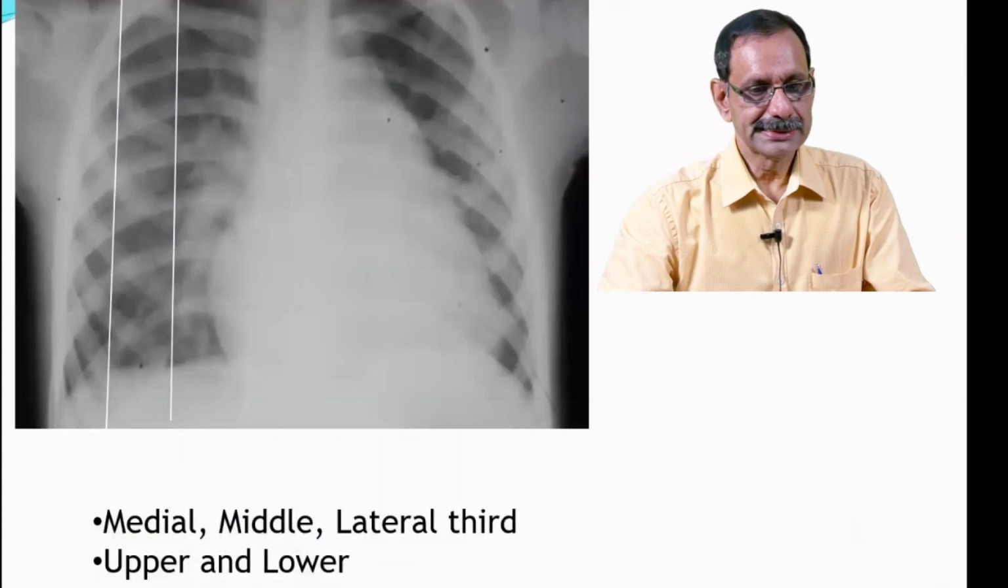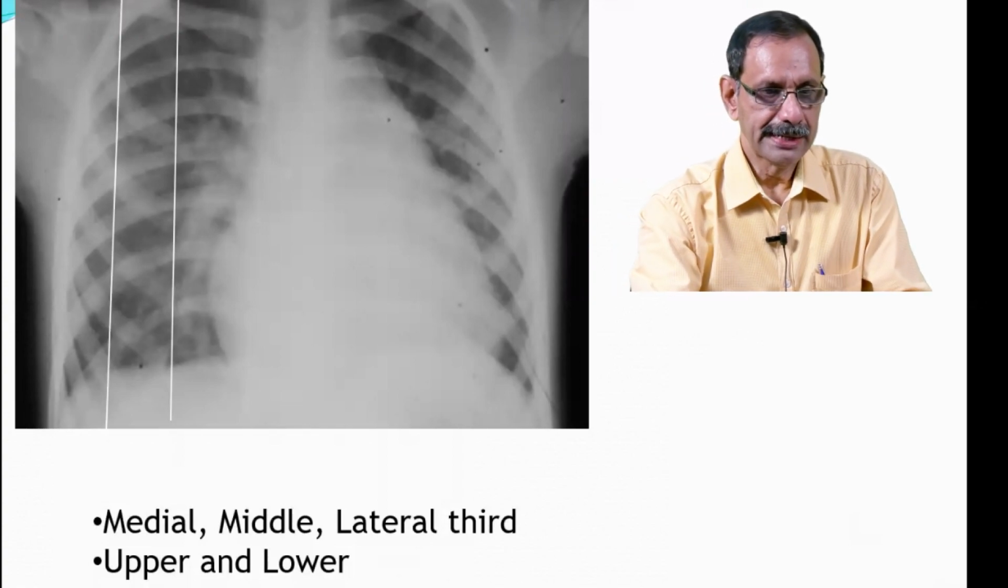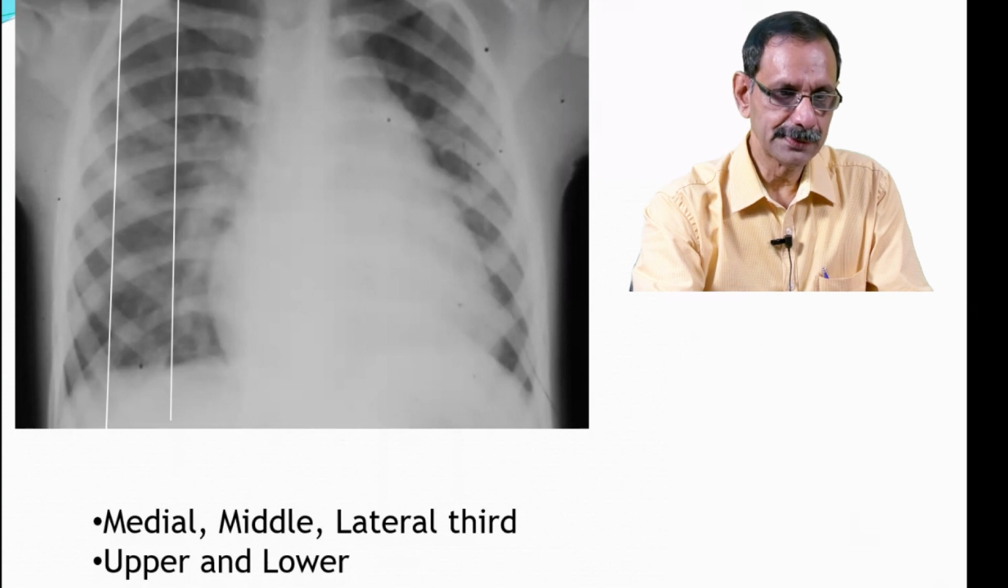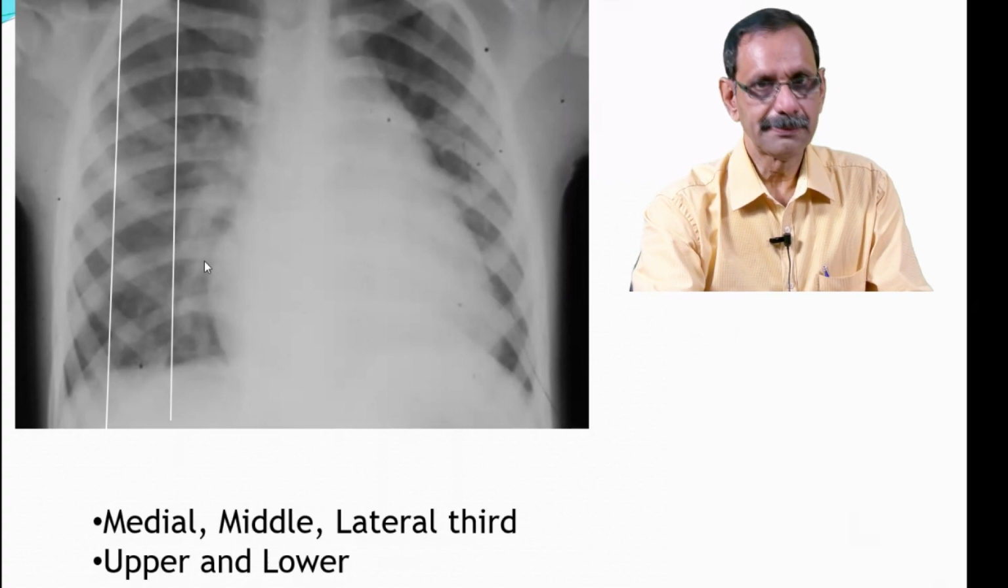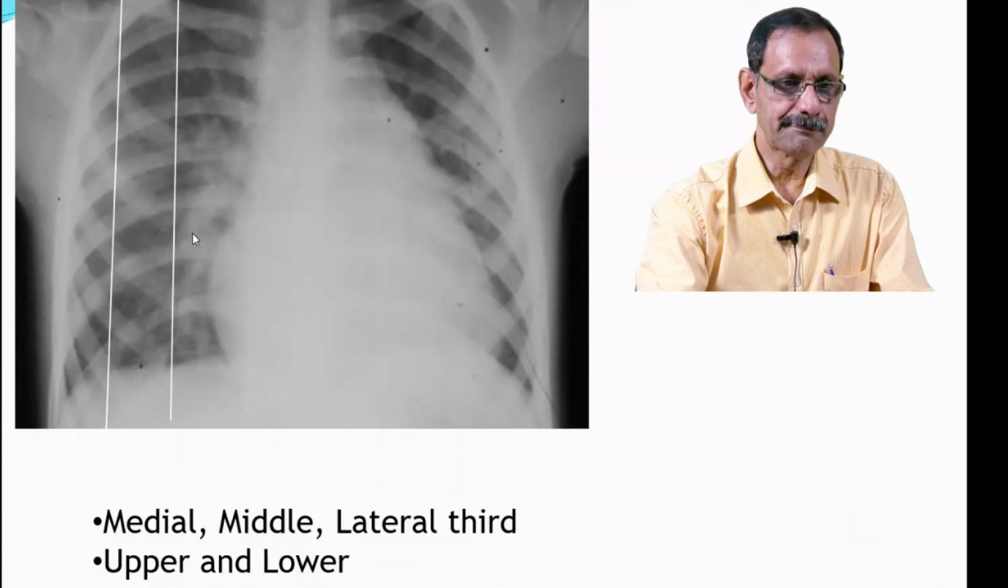Now to assess the pulmonary vascularity, we have to divide the lung into three parts, the medial third, the middle third, and the lateral third. Normally the big vessels are in the medial third, and some vessels will be seen here, and the significance of the lateral third we will come to. Generally this is devoid of much vessels. Then the upper and lower zone. This is the upper zone, this is the lower zone.